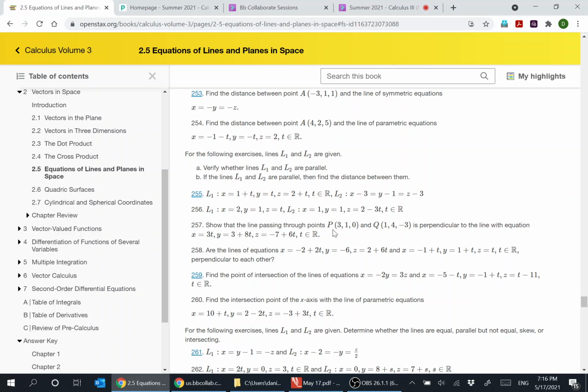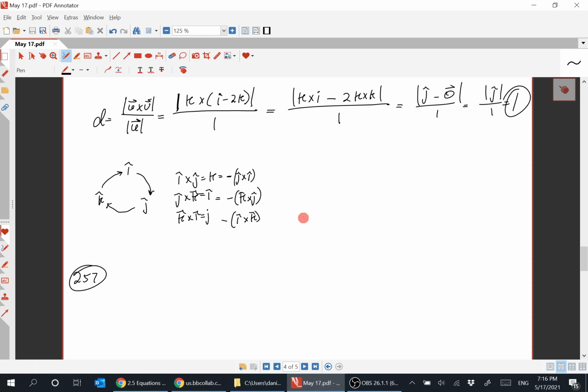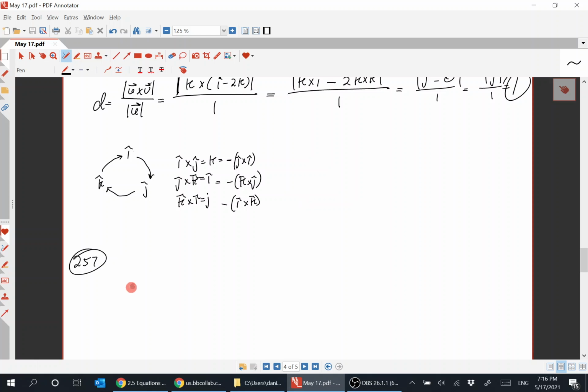Show that the line passing through PQ is perpendicular to the lines with this equation here. So we've got the line through PQ. Here's P, 3, 1, 0. Here's Q, 1, 4, minus 3. So this vector V here is 1 minus 3, which is minus 2, 4 minus 1 is 3, minus 3 minus 0 is minus 3.